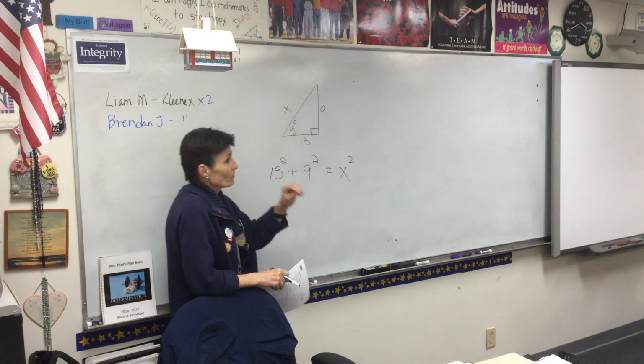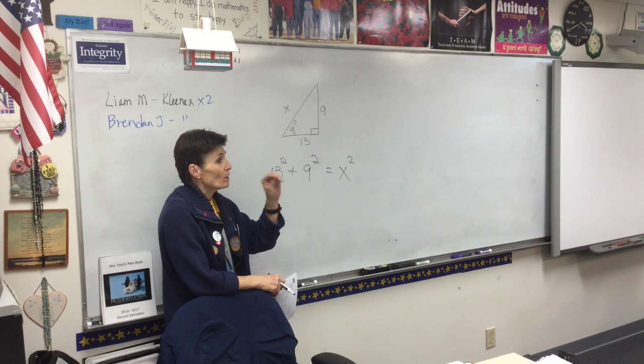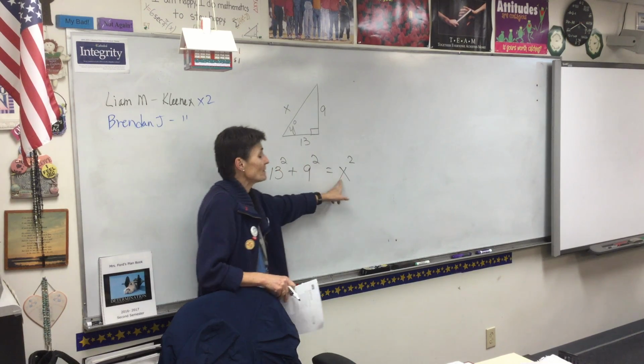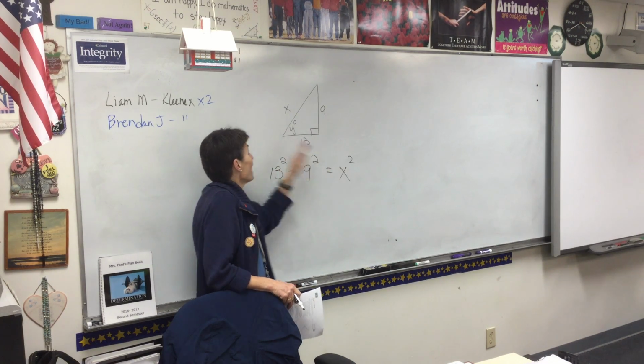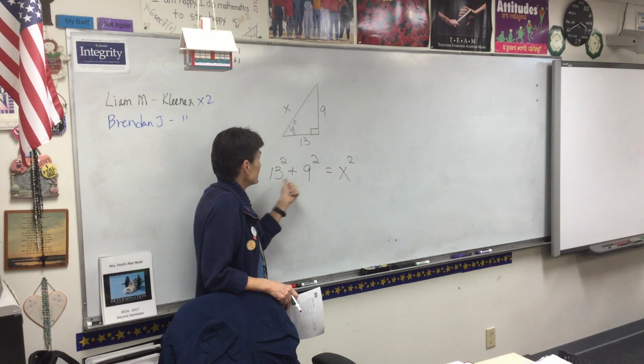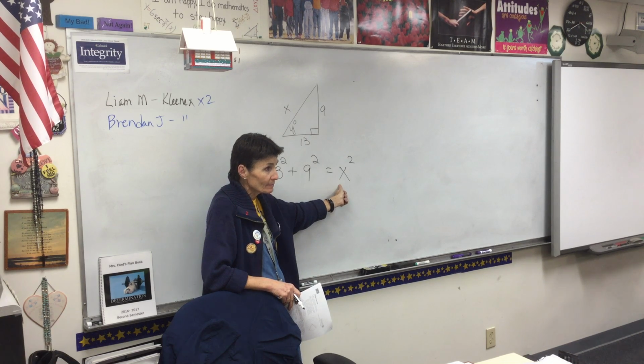So Sean said a squared plus b squared equals c squared. And who remembers what I kept harping and harping and harping on when we were doing this? Which one is C, the hypotenuse? Very good, Molina. So the one that's over here by itself has to be the hypotenuse. So that's why it's 13 squared plus 9 squared equals x squared. Everybody clear with that?